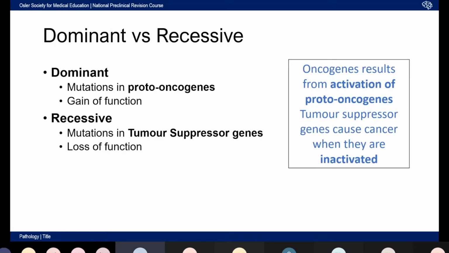So I think dominant versus recessive mutations. So dominant mutations tend to be in proto-oncogenes, so that's a gain of function. And oncogenes result from the activation of proto-oncogenes, whereas tumor suppressor genes cause cancer when they're inactivated, and tumor suppressor genes tend to be recessive mutations. But I'll go into more detail of this in the following slides.